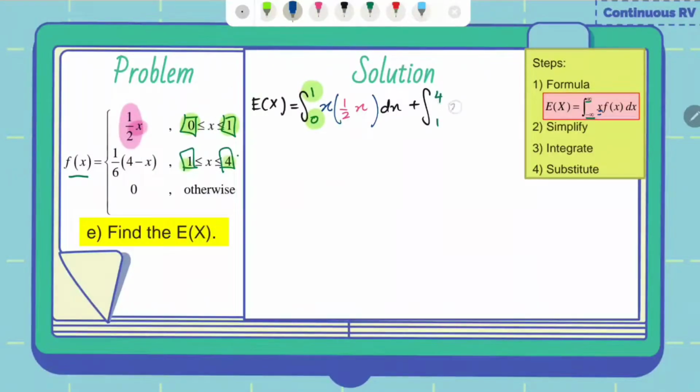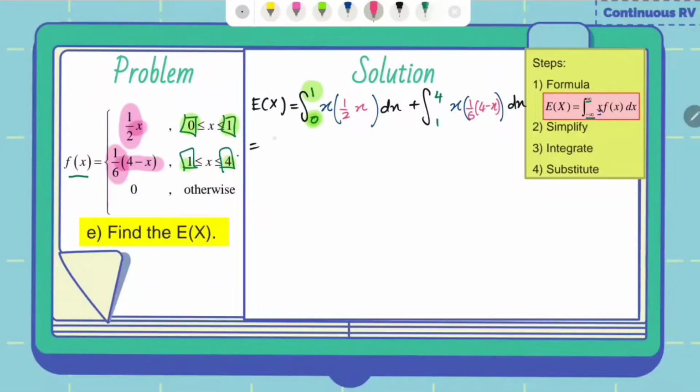Remember, according to the formula, it's x multiplied with the function, so don't forget to write your x. And the function for interval 1 to 4 is 1 over 6 multiplied with 4 minus x. Lastly, the dx behind them. The second step is to simplify. This means we have to multiply this x with the function f before we integrate.